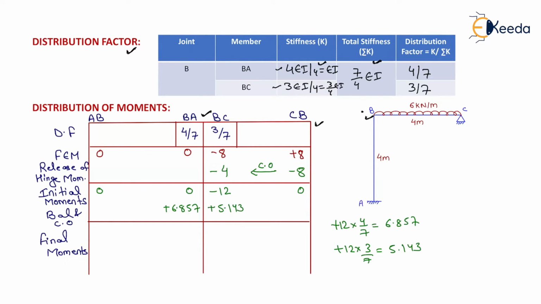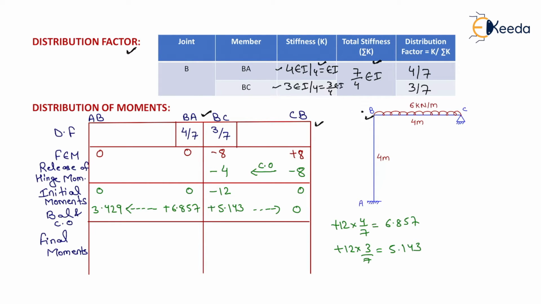Now we need to transfer the carryover to the far end, that is for BA it will be transferred to the AB span and it will be equal to half of the magnitude, so it will be equal to 3.429 with same sign. Now we need to transfer the carryover of BC to the CB, but due to hinge support at C there will be a carryover of 0 magnitude.